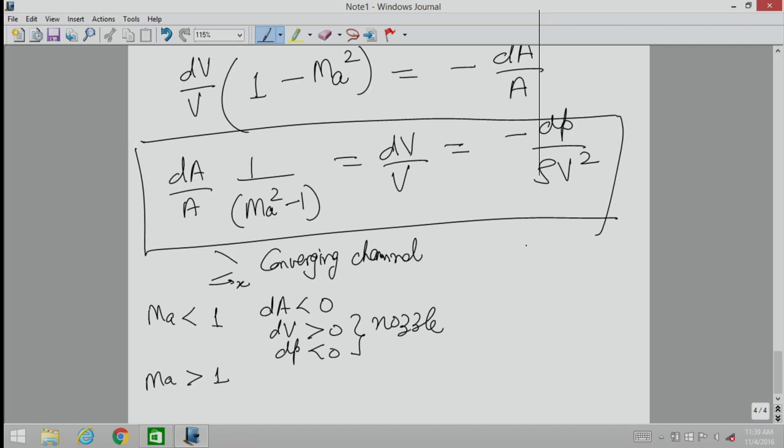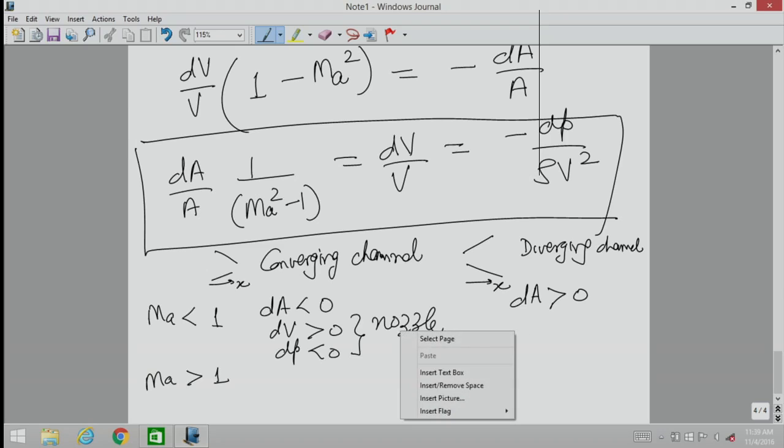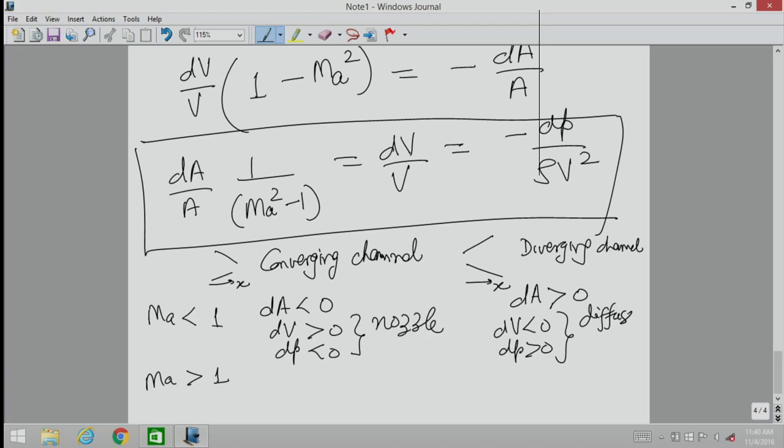Similarly, if we look at the Mach number less than 1 case for a diverging channel, diverging channel means it is something like this. So here dA is bigger than 0. Therefore dV is less than 0 and dP is greater than 0, which means this is a diffuser.